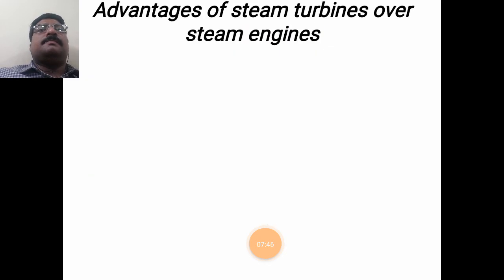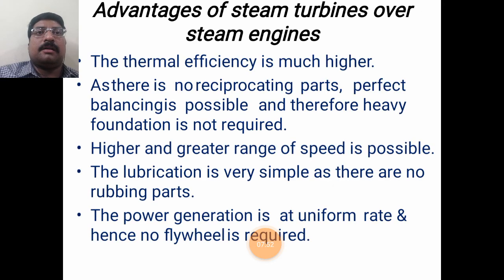Okay. Now, what are the advantages of steam turbine over steam engines? The thermal efficiency is higher compared to the steam engines. As there are no reciprocating parts, perfect balancing is possible. Therefore, a heavy foundation is not required. Higher and greater ranges of speeds are possible. Lubrication is very simple. The power generation is at a uniform rate, hence no flywheels are required.